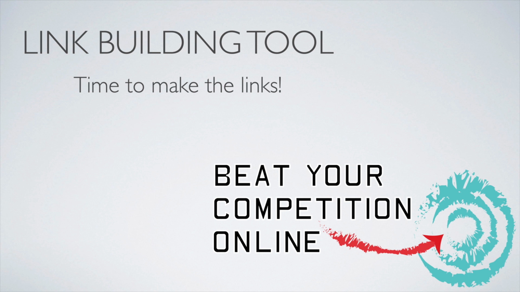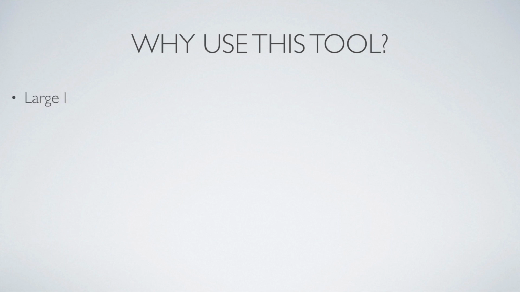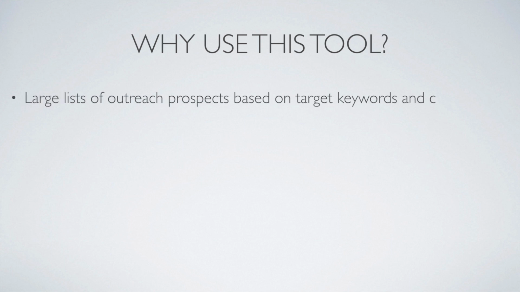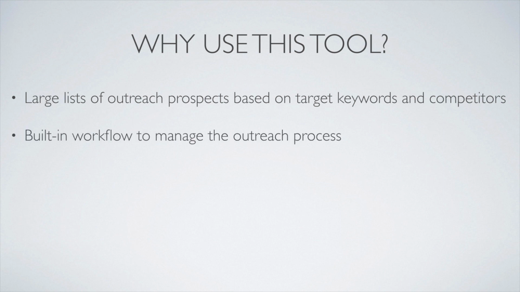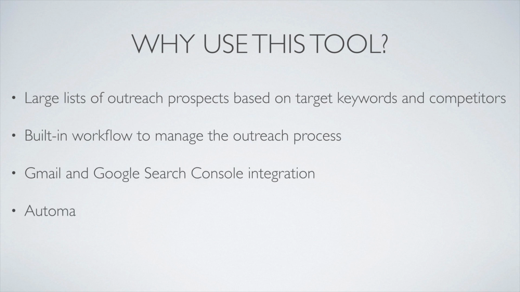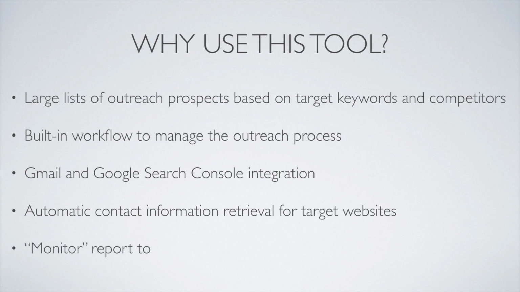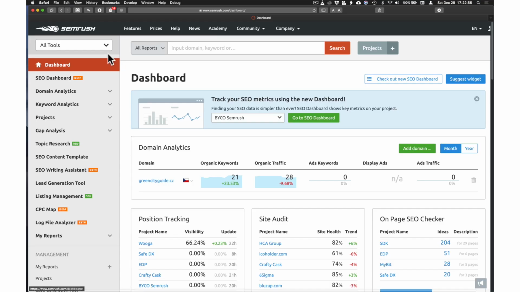With it, you run competitive analysis on your SEO rivals and operate an outreach campaign at the same time. The tool provides you with the following: large lists of outreach prospects based on target keywords and competitors, built-in workflow to manage the outreach process, Gmail and Google Search Console integration, automatic contact information retrieval for target websites, a monitor report to follow your campaign's progress over time. Let us see how it works.